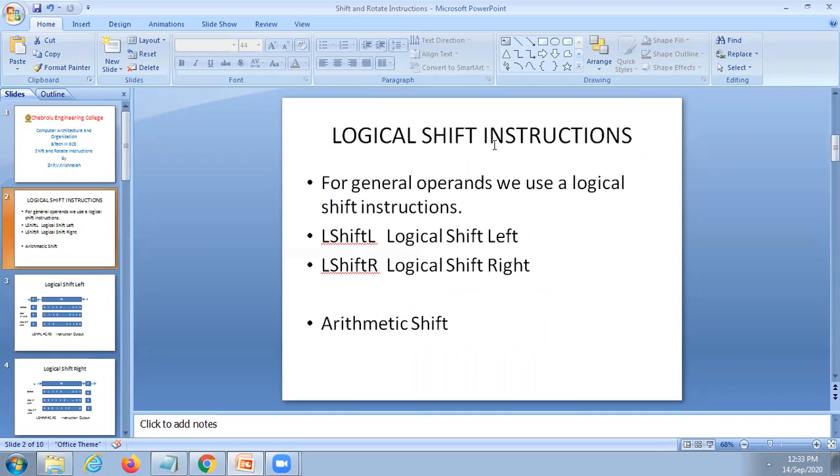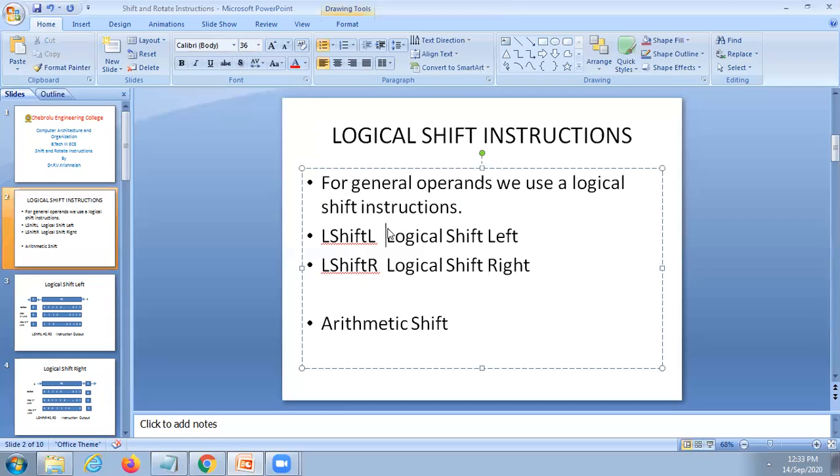Here in the shift operations, there are two categories of instructions. One is logical shift, another one is arithmetic shift instructions. In the logical shift, there is logical shift left as well as logical shift right. Similarly, in the arithmetic shift, again there are two categories, arithmetic shift right and arithmetic shift left.